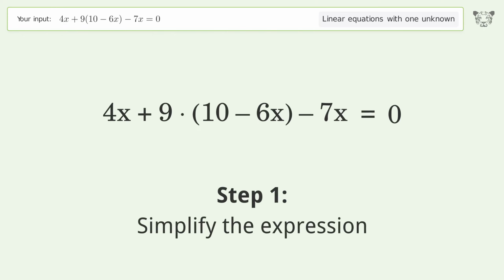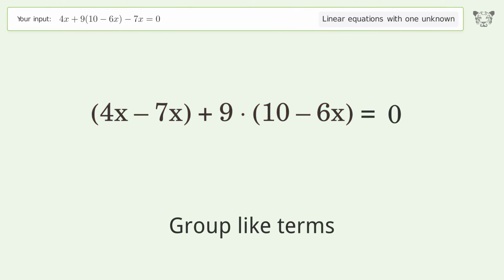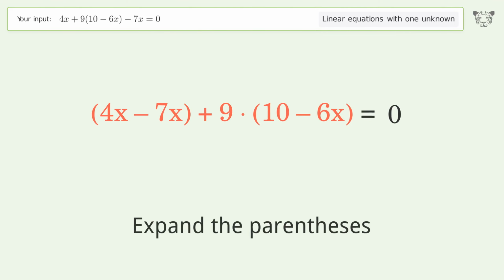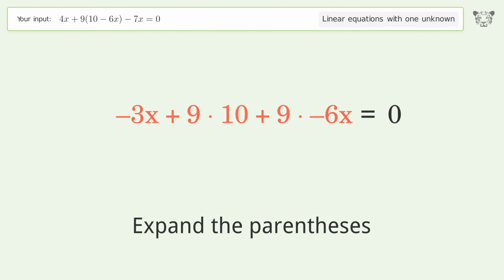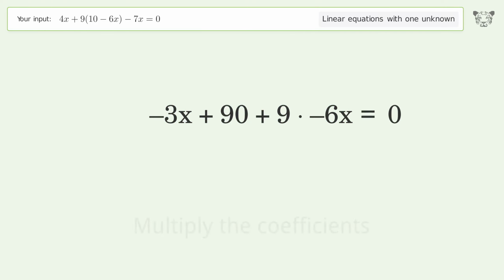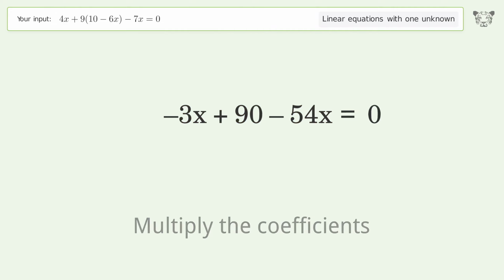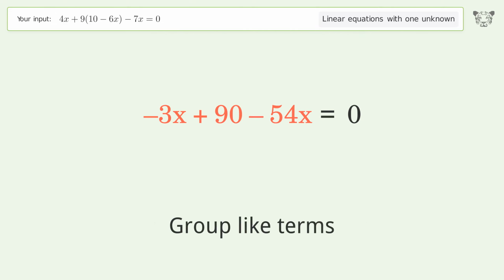Simplify the expression. Group like terms. Expand the parentheses. Simplify the arithmetic. Multiply the coefficients. Group like terms.